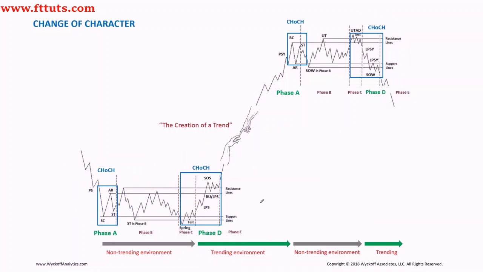All right, so these are the two changes of character. Again, the change of character in phase A is going to be on the way into the trading range. The change of character in phases C and D is going to be on the way out. And it doesn't really matter whether it's accumulation, reaccumulation, distribution, or redistribution. It's going to unfold the same way. It's going to have some variations.